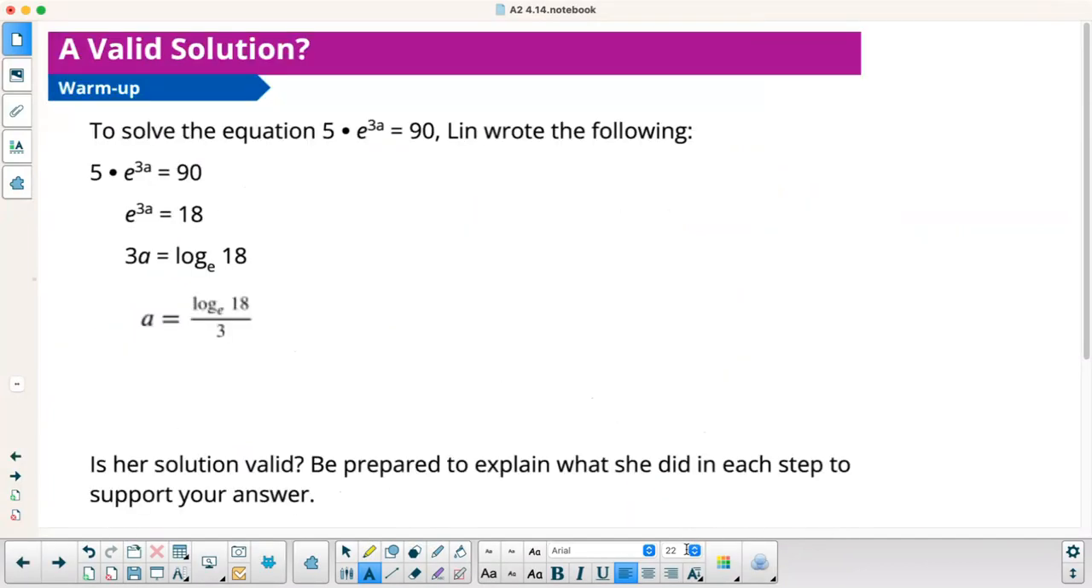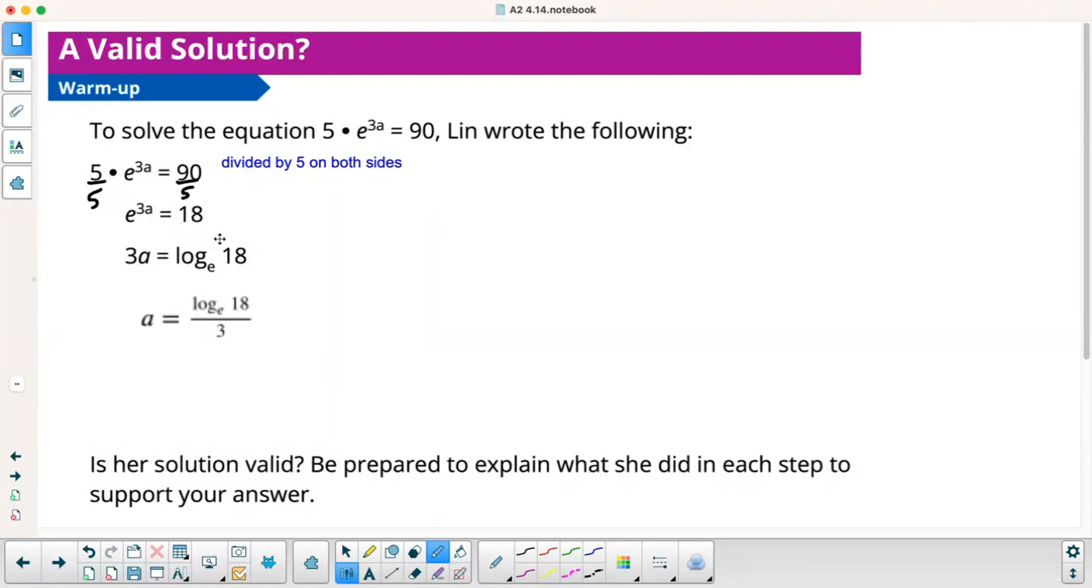Whoops, what did I do? I'm trying to change my font size and color. So it looks like she did that.